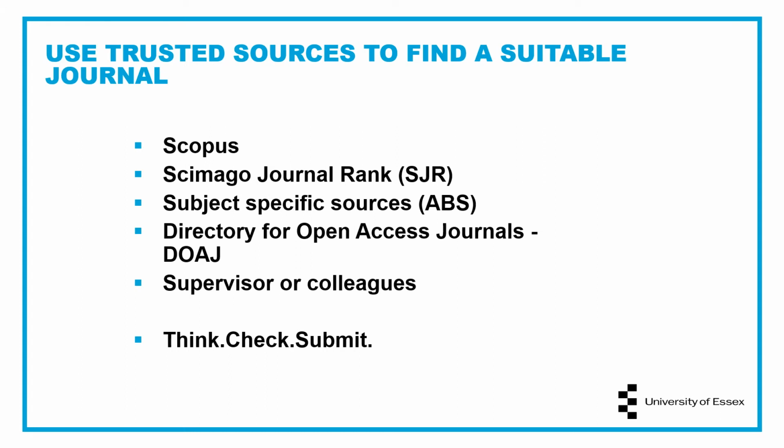Aside from Scopus, subject-specific sources such as the ABS list for Business can also be helpful when finding suitable journals to publish in. If you're looking to publish open access, you can also use the Directory of Open Access Journals, and similar to Scopus, you can either search for specific journal titles and find information about them, or browse by subject area.